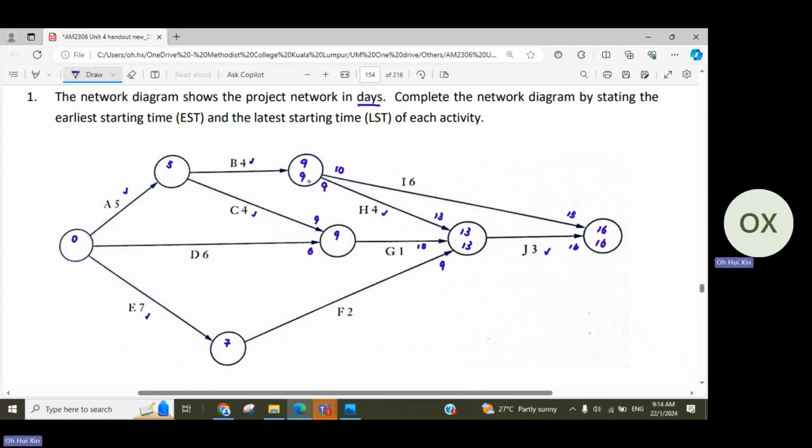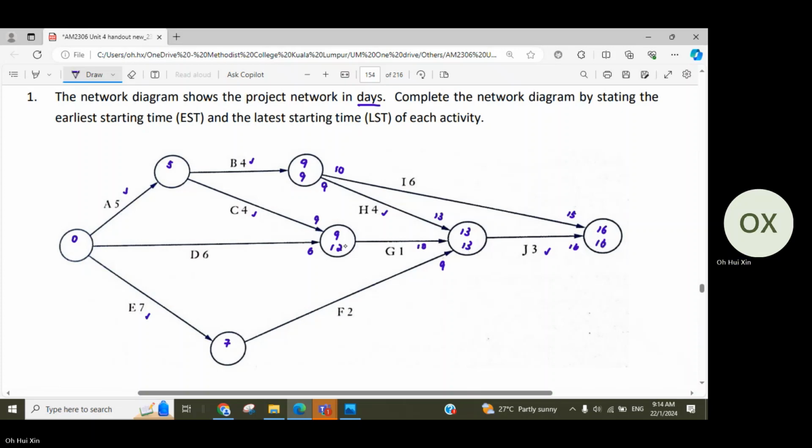Because imagine if you are writing 10 here, then 10 plus 4, you wouldn't be able to start your J at 13 anymore. Okay, I hope that makes sense. So try to understand it. So going backward for this node, there's only one edge that's going backward. So 13 minus 1, which means if you start G as late as 12 days, you are still able to finish the thing at 13 so that you are still able to achieve the minimum completion time of 16.